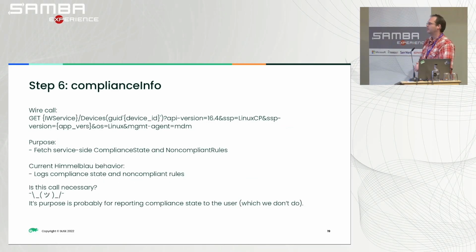So the final step, it doesn't seem to be necessary, but the Intune for Linux app, Microsoft's app, does this. It calls out to this devices IW service thing, and it gives you a big JSON dump of compliance status. I believe this is for reporting compliance state to the user, so they know whether or not their device is compliant. We don't actually do any reporting to the user right now, aside from dumping the compliance data to the syslog. But perhaps we could improve on that.